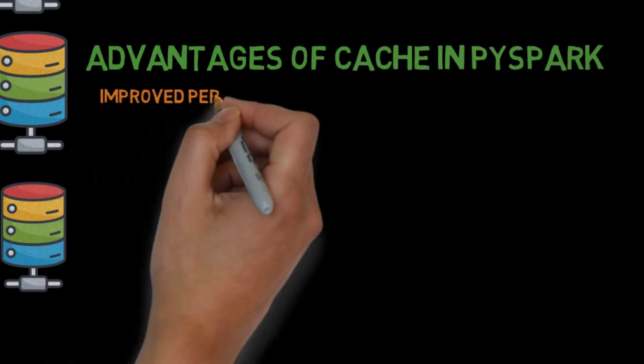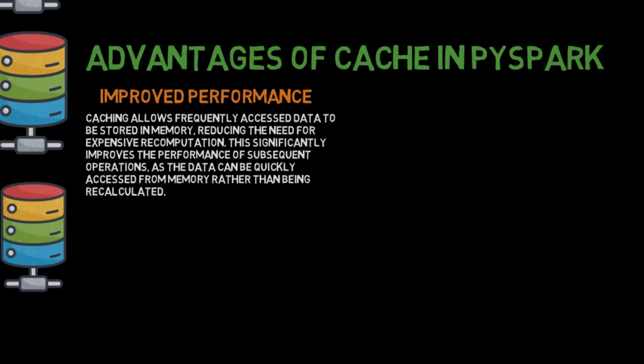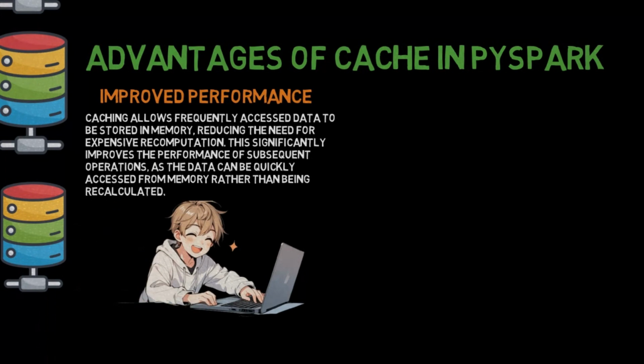Here are the advantages of caching in PySpark. Improved performance. Caching allows frequently accessed data to be stored in memory, reducing the need for expensive recomputation. This significantly improves the performance of subsequent operations, as the data can be quickly accessed from memory rather than being recalculated.